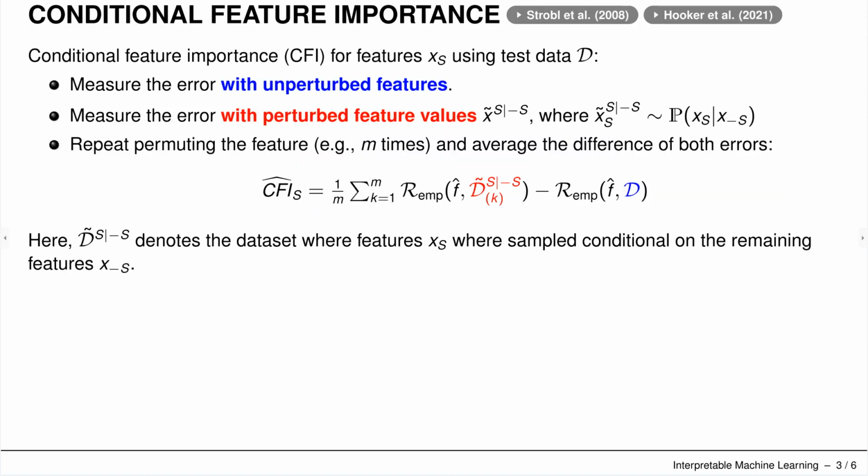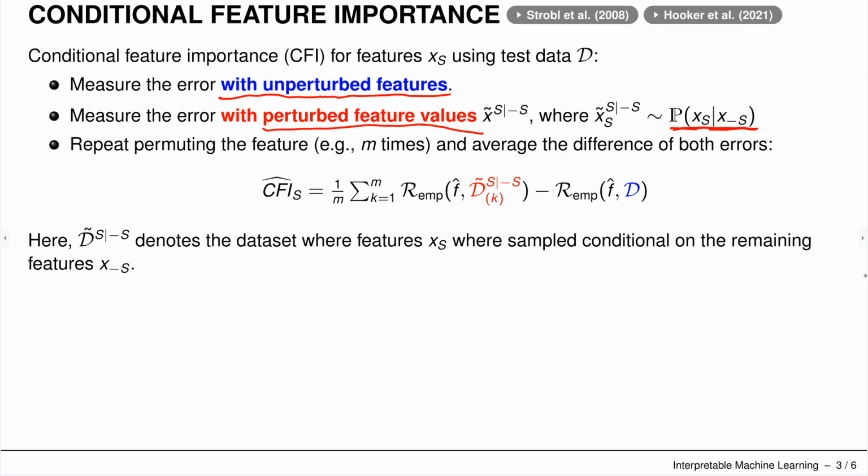To solve that with the conditional feature importance, what we do is an algorithm which is quite similar to the permutation feature importance. So we start with calculating the error with the unperturbed features. Then we do that again with the perturbed features. But this time we sample from the conditional distribution and not from the marginal distribution. And we repeat the permutation, let's say m times, and average the difference of the errors.